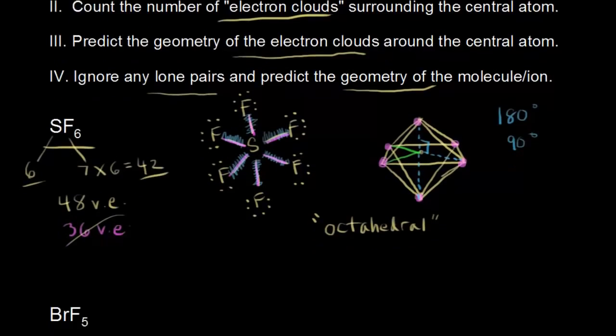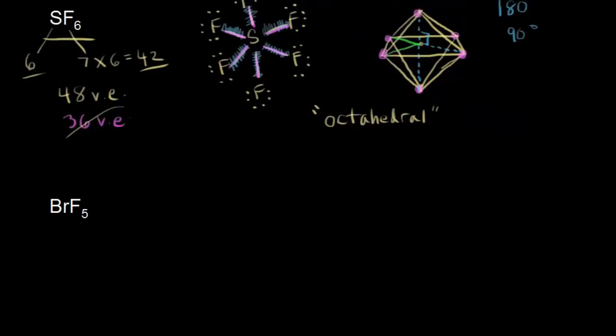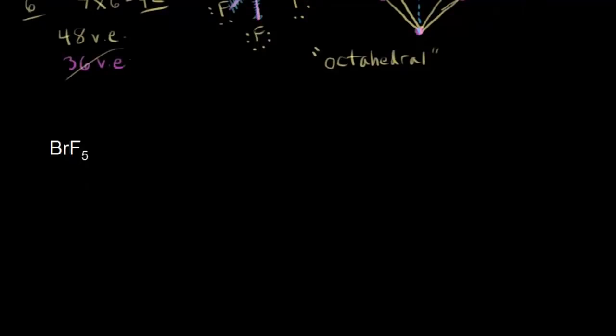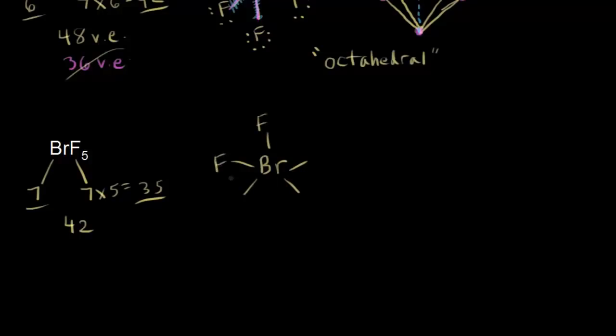All right, let's do one for bromine pentafluoride here, so BrF5. So valence electrons, bromine has 7, it's in group 7. Fluorine is also in group 7, and I have 5 fluorines, so 7 times 5 gives me 35. 35 plus 7 gives me 42 valence electrons. Bromine goes in the center, and bromine is bonded to 5 fluorines, so I can put those 5 fluorines around our central atom. We have represented 2, 4, 6, 8, and 10 valence electrons so far.